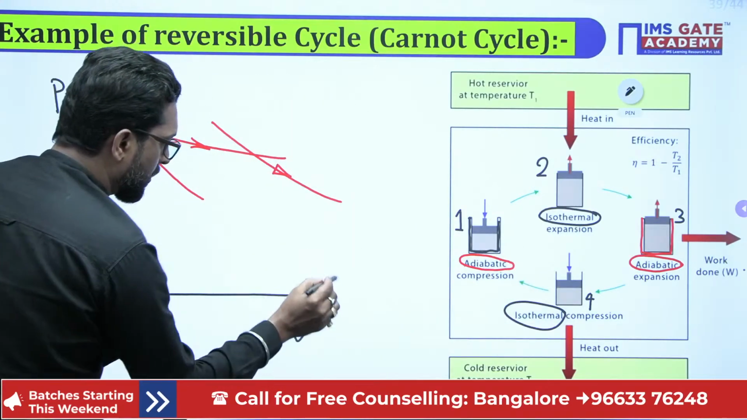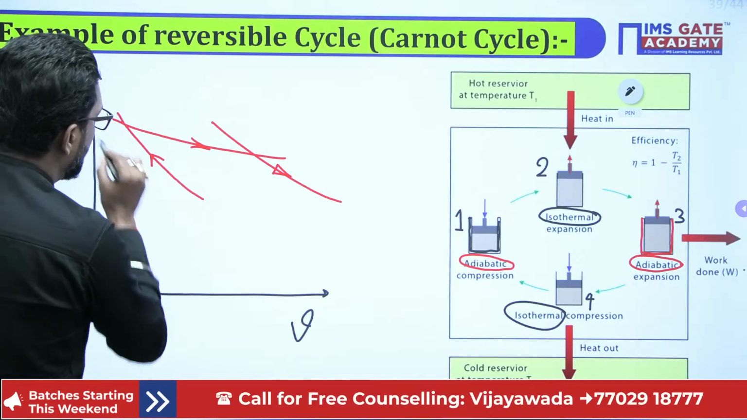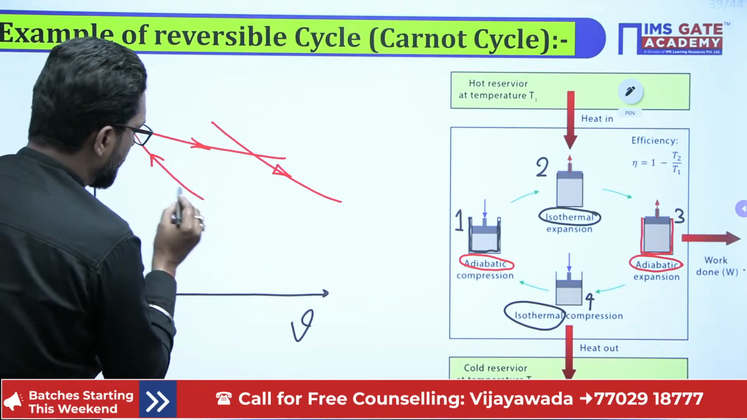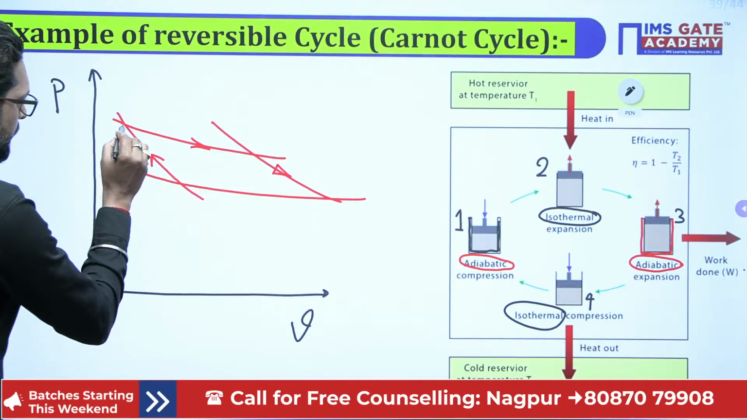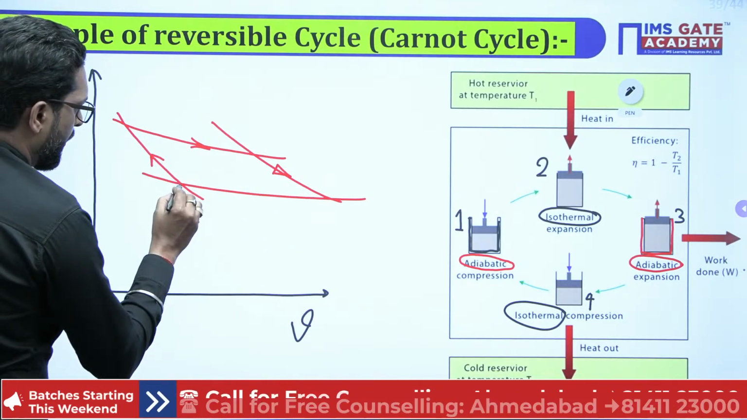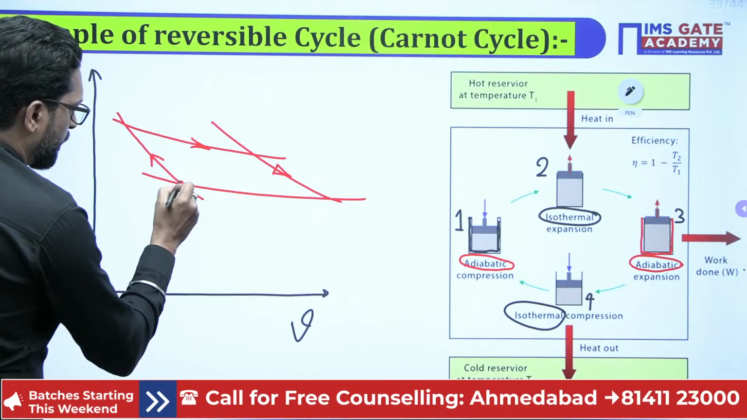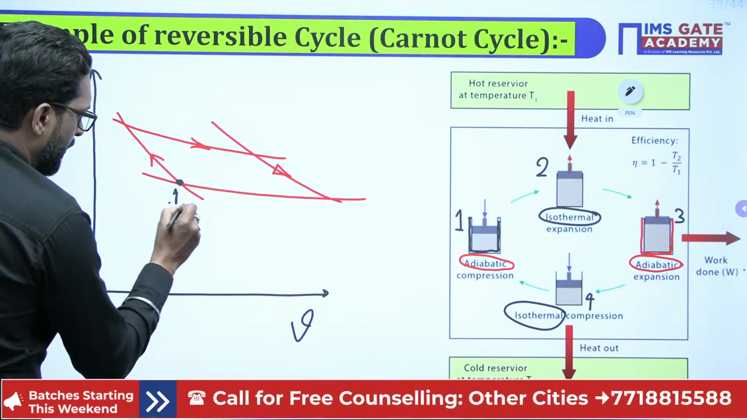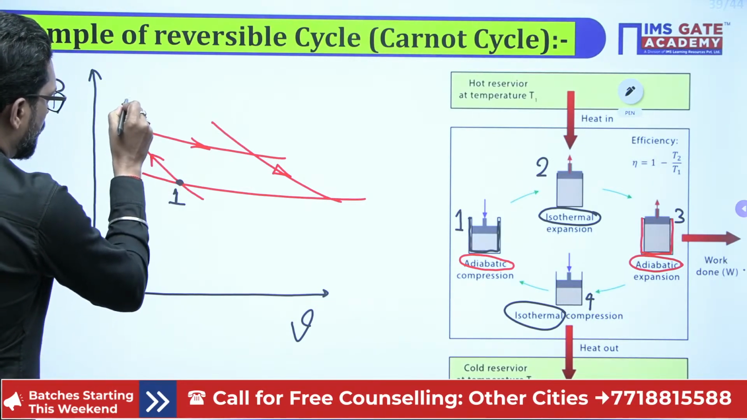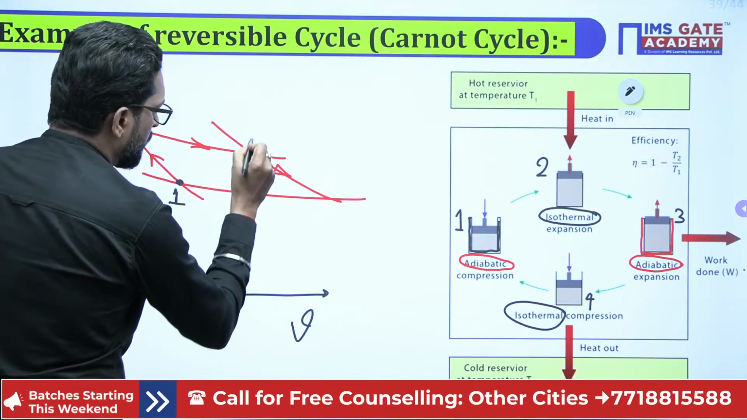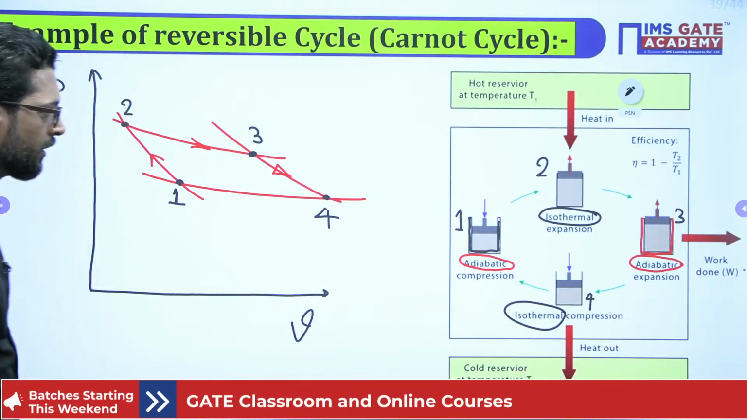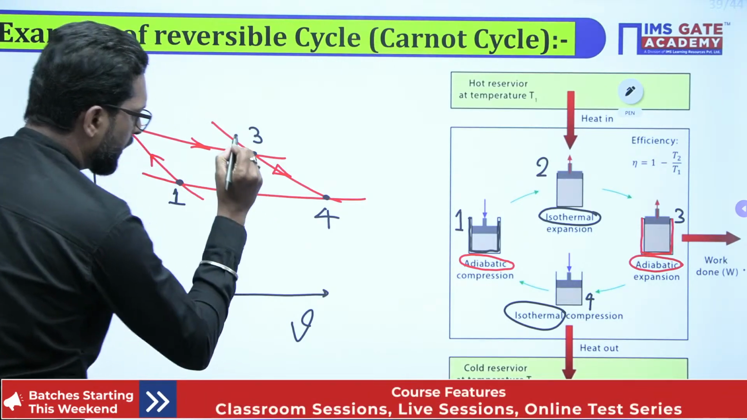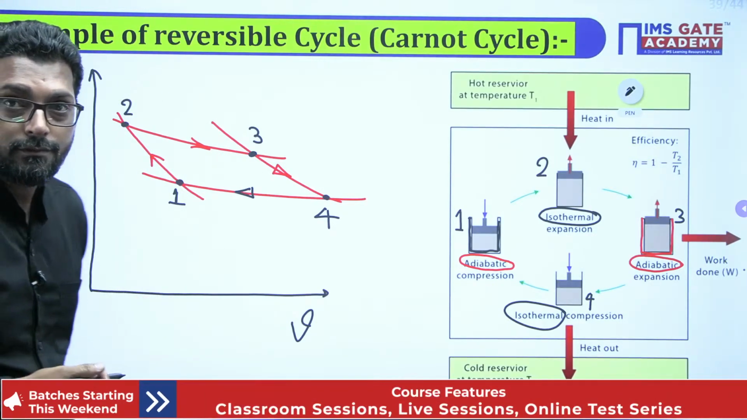So isothermal compression: volume will decrease, pressure will increase. So this is your isothermal compression. So this is your cycle. This is point number 1. This is 2. This is 3. And this is 4.